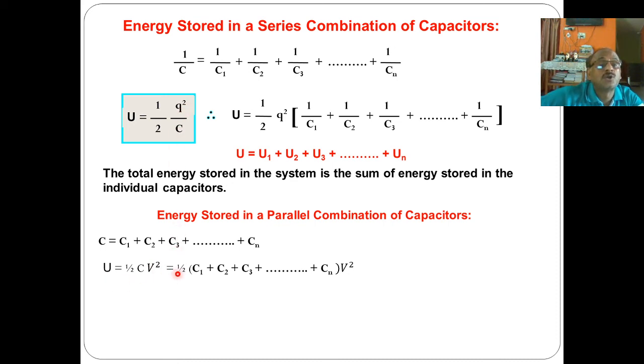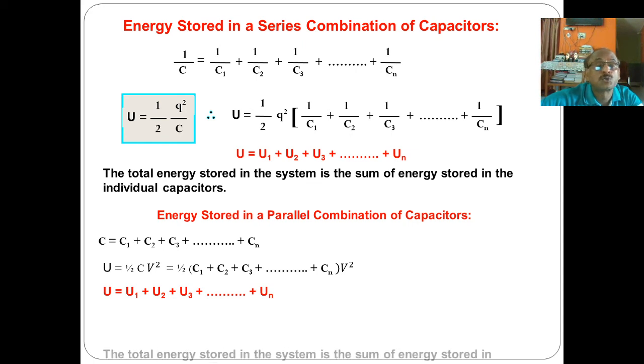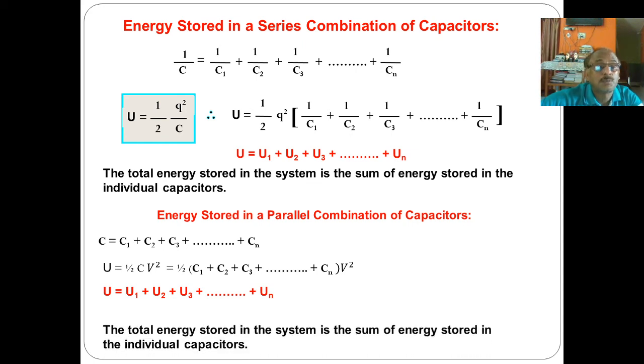So U equal to 1 by 2 into C1 plus C2 plus C3 and so on, into V square. Now 1 by 2 C1 V square plus 1 by 2 C2 V square, and this will be the energy stored in the individual capacitors. So U equal to U1 plus U2 plus U3 and so on. So see, the energy stored in each combination is the sum of the energy stored in the individual capacitors.